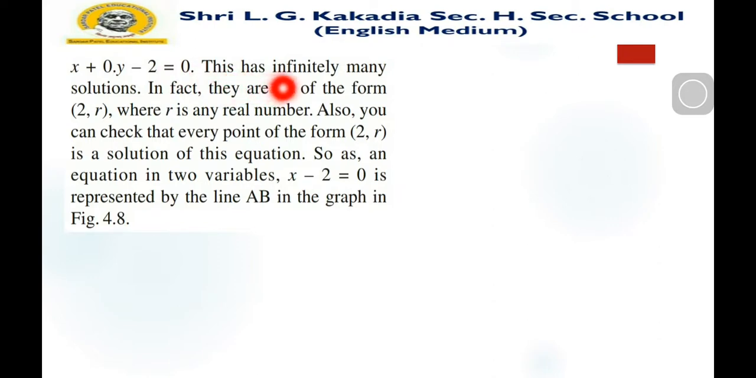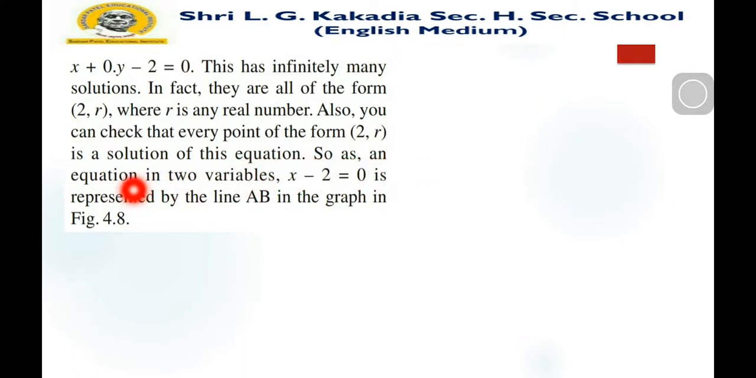This has infinitely many solutions. In fact, they are all of the form 2 comma r, where r is any real number. For this line, whatever y coordinate you put, the x coordinate is always 2. Also, you can check that every point of the form 2 comma r is a solution of this equation.